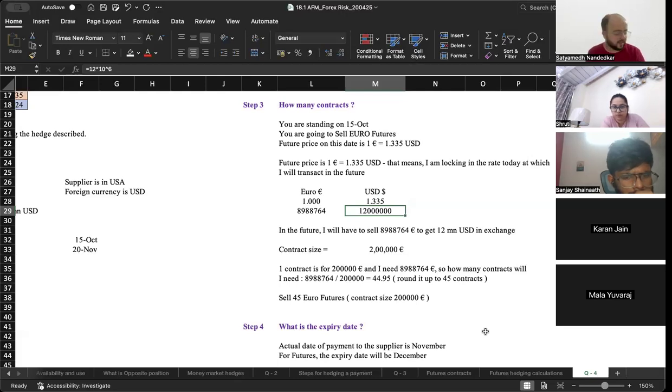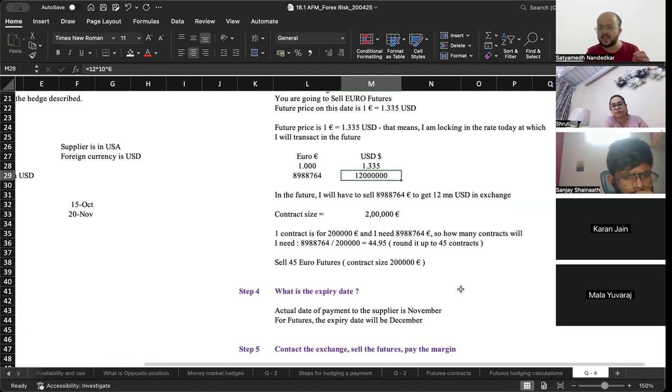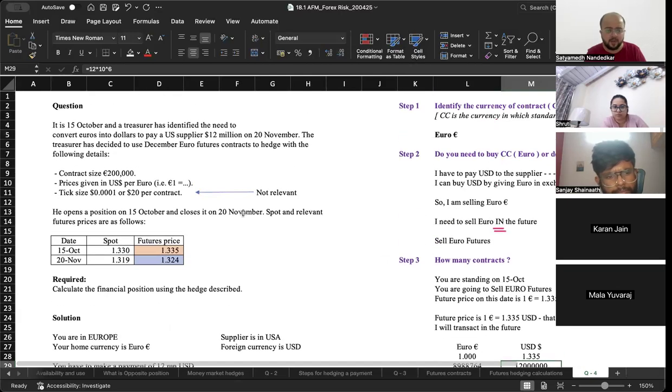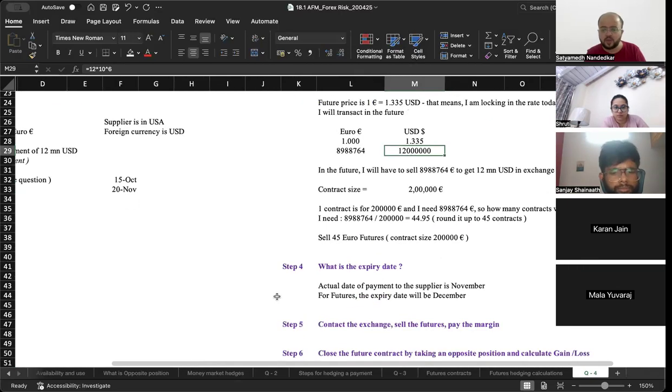The how many contracts calculation, as I told you, doesn't really have an impact on the calculations that we do using these steps. But the thing is, in your exams, there is a separate mark allocated for this, which is why I spend a little more time. Write that one step clearly. Identify the expiry date. When do you need to make the payment? The payment has to be made in November. So what you should do is you should buy the December futures. After that, whatever the settlement date is, you should buy those futures.